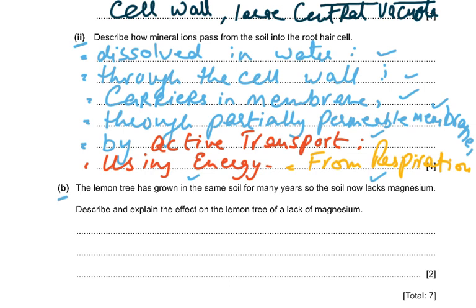Then coming on to part B of the question: the lemon tree has grown in the same soil for many years, so the soil now lacks magnesium.